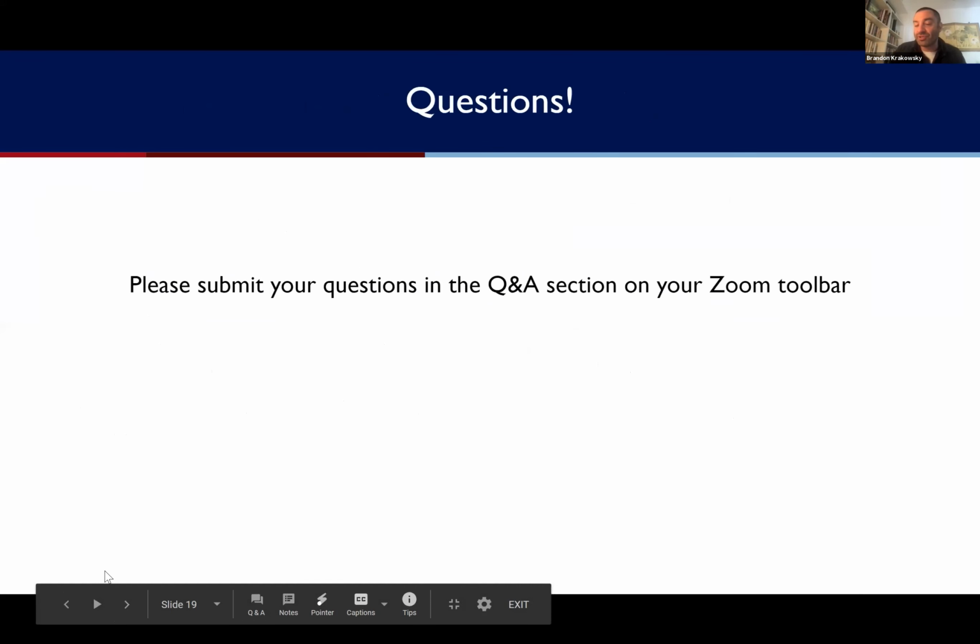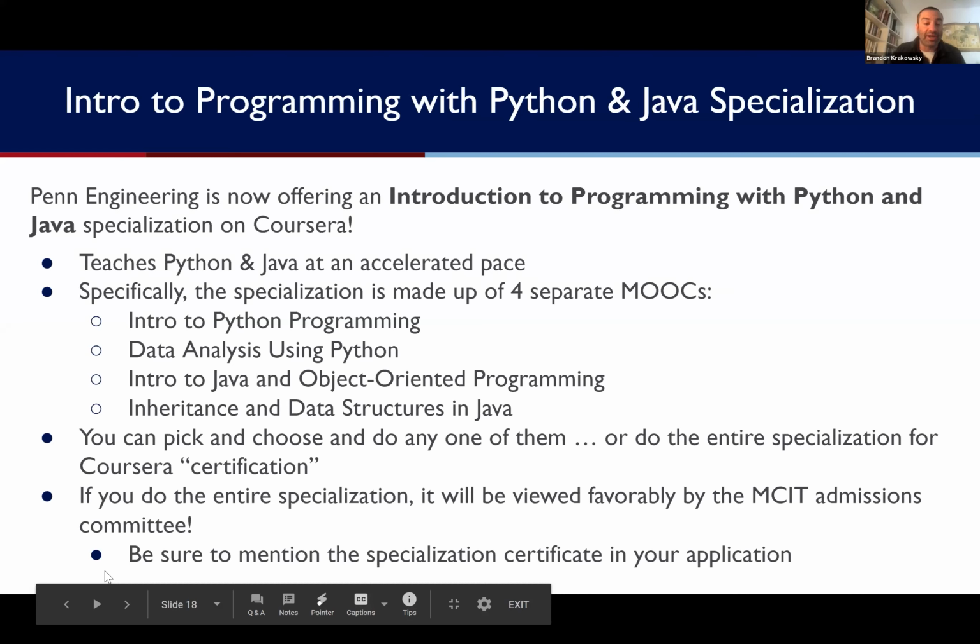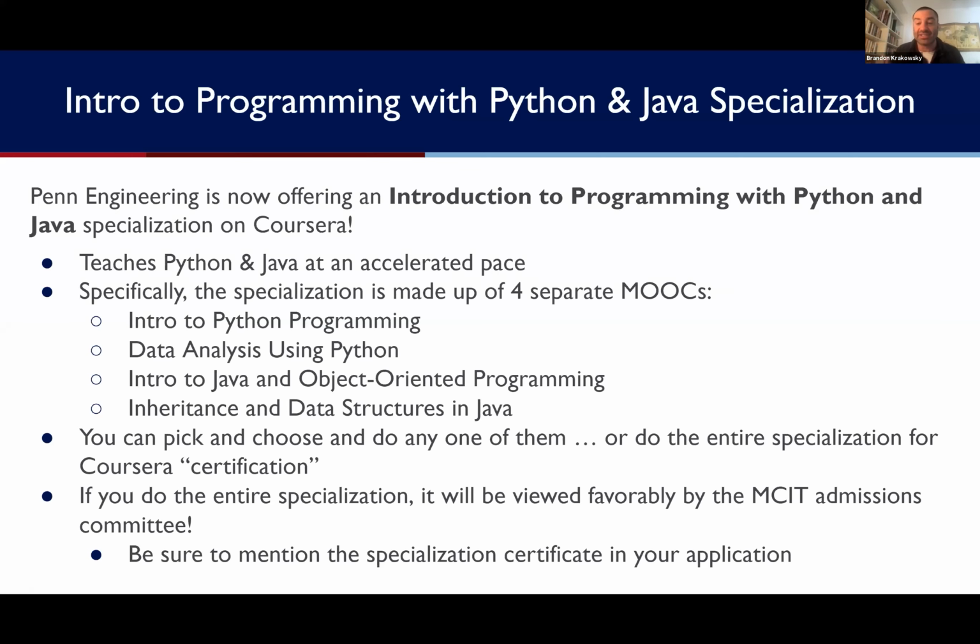And then specifically the specialization, in the same way that the Intro to Software Development goes through Python and Java, the specialization does the same thing. It's the same flow. Teaches Python and Java at an accelerated pace, I would say. There's 4 MOOCs in the specialization: Intro to Python Programming, Data Analysis using Python, Intro to Java and Object-Oriented Programming, and Inheritance and Data Structures in Java. And just like any other specialization and MOOCs on Coursera, you can pick and choose and do individual MOOCs however you want to, or you could do them all and get the certification on Coursera for the specialization.